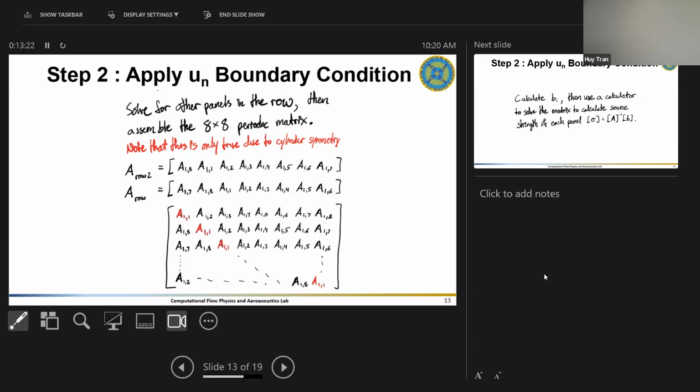So you don't have to solve for the 8 by 8 matrix. If you do, I don't know whether to applaud you or laugh at you. You know what I'm saying? So just solve for the first row and then treat it as a periodic matrix. Okay.